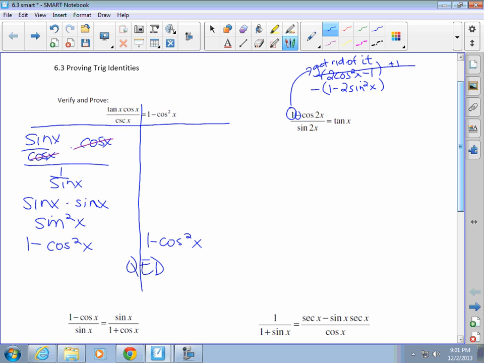If I use the second one, negative 1, so negative 1 means I'll have 1 minus 1. I'll get rid of that, and I'll just be left with sine and cos values. So that's the one I'm going to choose to use.